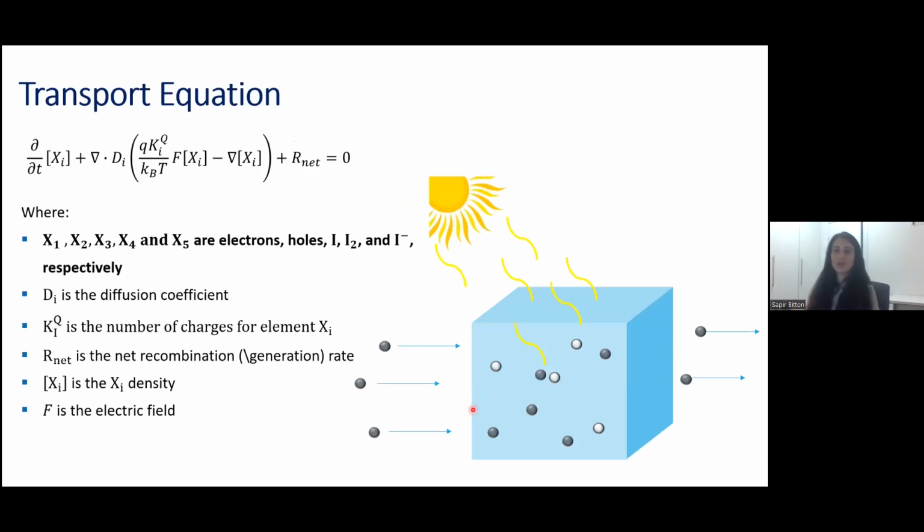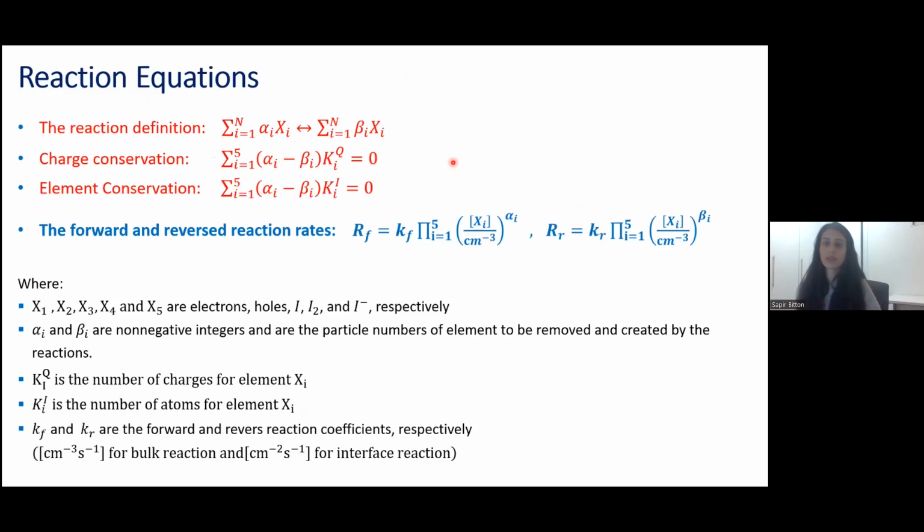Okay, so let's go back to the simulations. The simulation solved the continuity equation of the 5 elements. So we have electrons, holes, iodine atoms, iodine anions, and iodine molecules. But I believe I don't need to elaborate on it. The exchange of the charge and iodine atoms between the elements must sustain the charge and matter conservation equations. And another important equation for the electrochemistry in the device is the reaction rates.